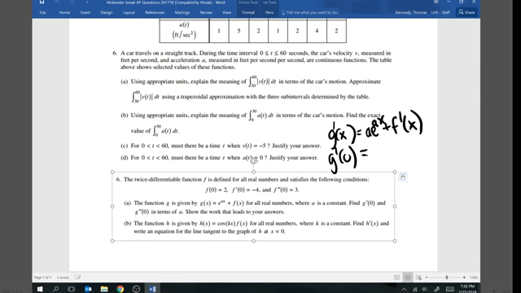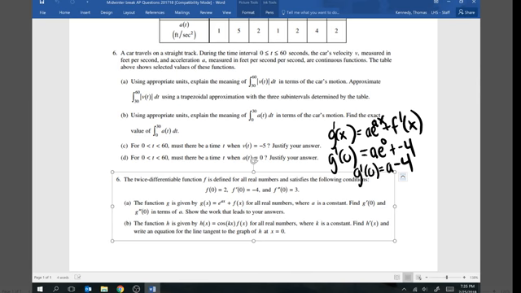Okay, I'll find g prime of 0 here. I just plug in 0. I get a times e to the 0, that's 1, so just a here, plus f prime of 0, which is negative 4. So g prime of 0 equals a minus 4. Done with that one.